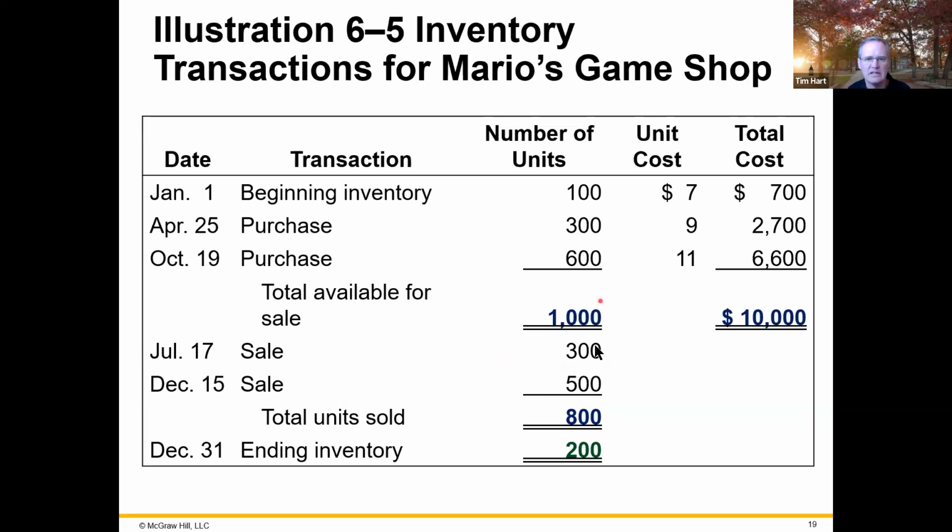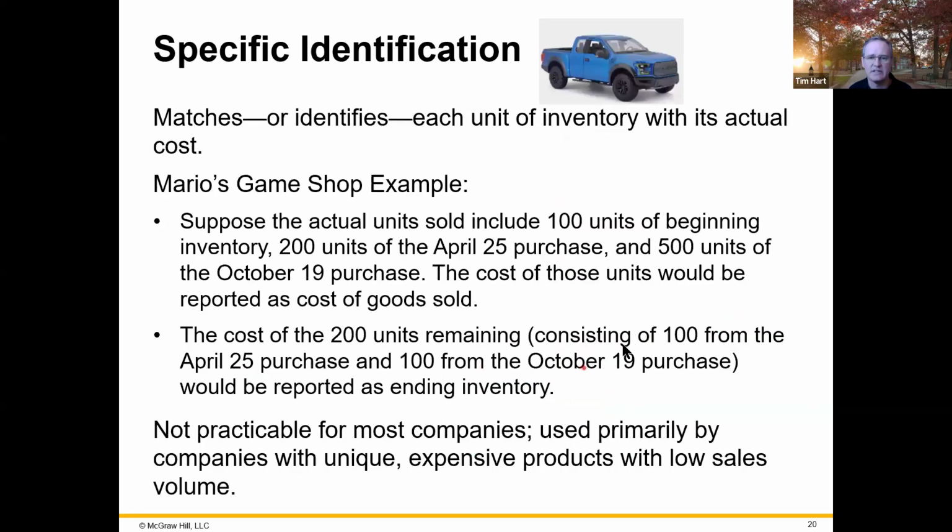How did we get there? So we had this 400, right? Beginning plus the purchase. We sold 300, so we had 100 left out of this batch. And then from this 600, plus what we had on stock, there was 500 sold. That gives us the additional 100 left over.